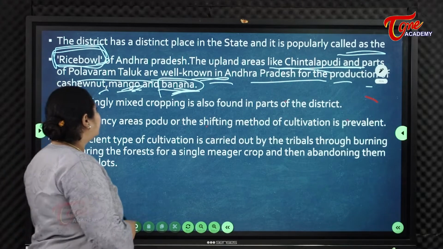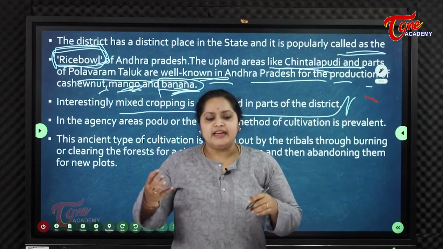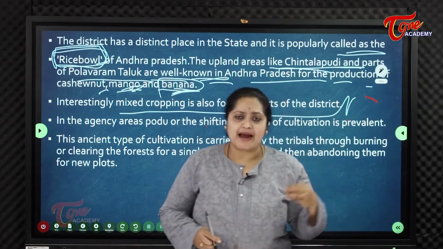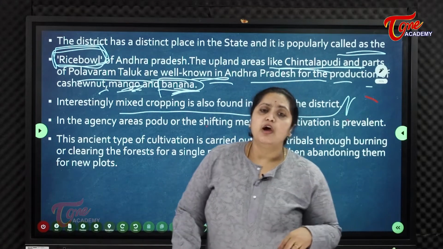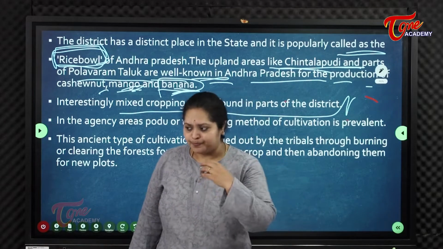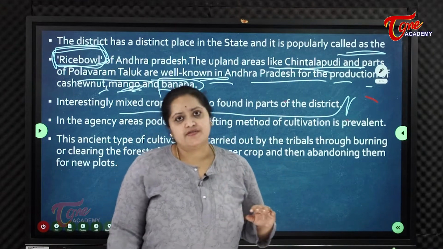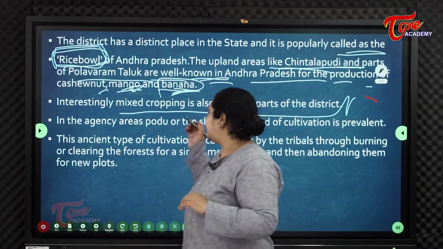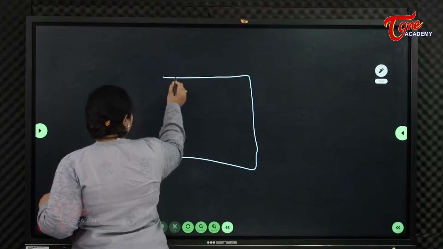Interestingly, mixed cropping is also found in parts of the district. Even mixed cropping is practiced in some parts of the West Godavari district. What is this mixed cropping? Mixed cropping means, if you have observed any farmlands or farm tracts, what they do is, suppose this is the farm.